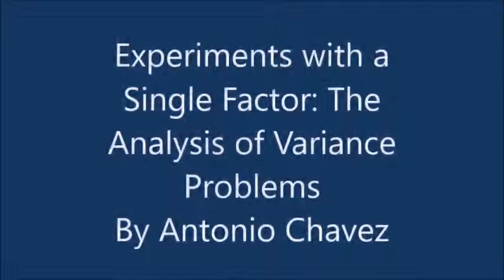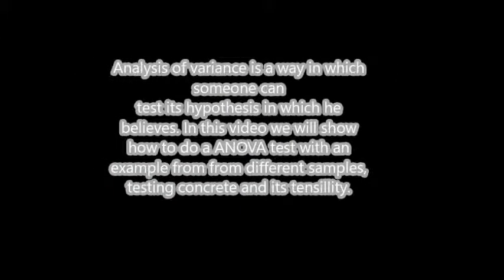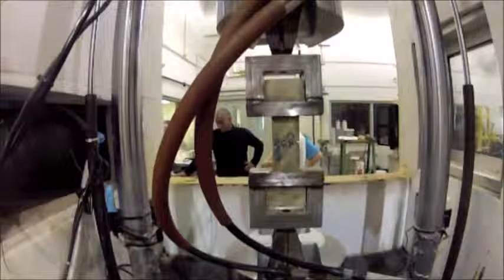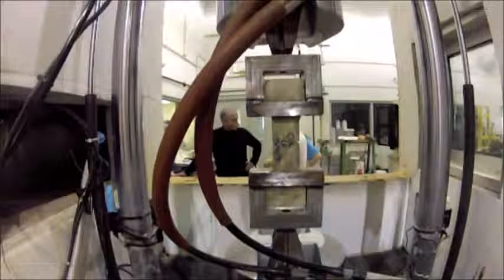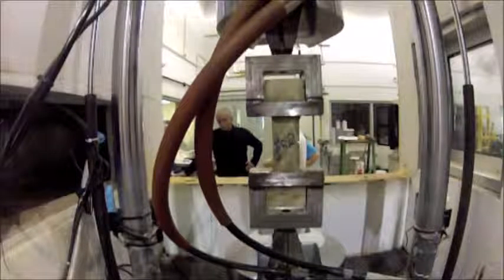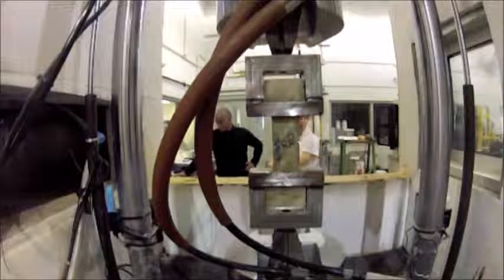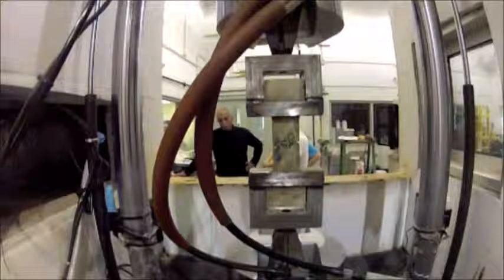Now we're going to check how to do the analysis of variance problems for single factor. In this project, we're going to work with a tensile test for concrete, and we're going to make various samples of this. This is an example of how tensile durability is tested in the concrete.